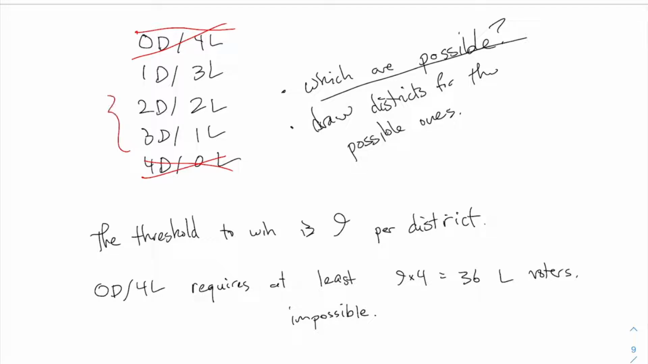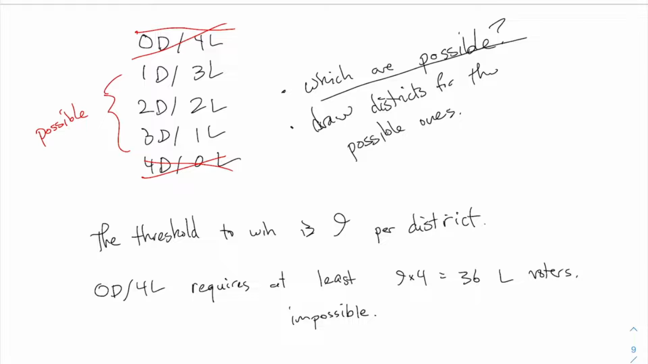The first and the last are impossible. These 3 are all possible, at least numerically speaking. It's another matter to actually draw the lines. That's another challenge. But anybody have any thoughts about that so far? This part of the question is purely numerical. You don't have to look at the picture at all.